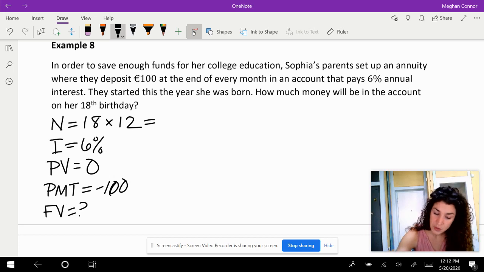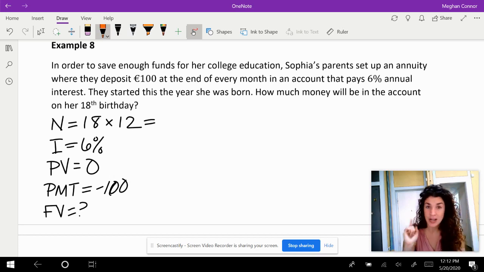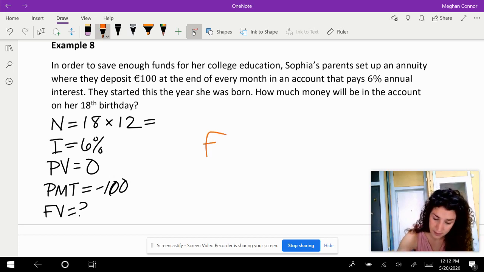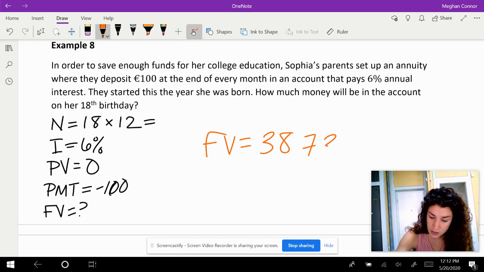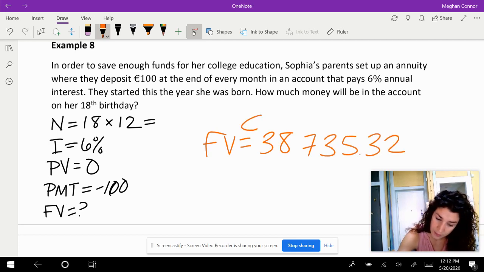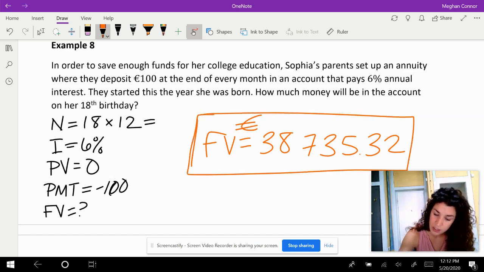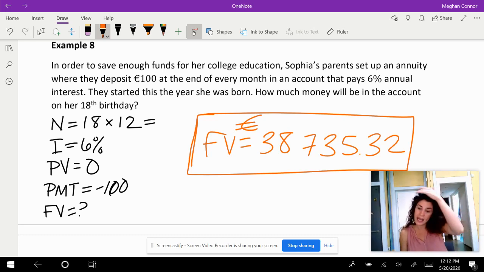There we go. So your future value on her 18th birthday is €38,735.32. Monthly payments of €100 for 18 years on 6% annual interest at the end of her 18th birthday is €38,735, which is quite a lot.